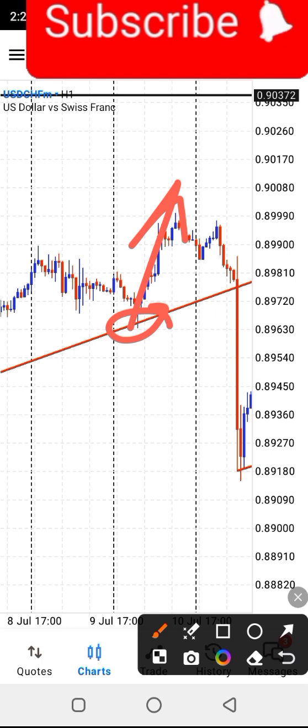What you should now be looking out for is a direct continuation, which is the first scenario, or the second scenario, where there could be a retest of the trend line before the market starts moving in your direction. So this is the first example.